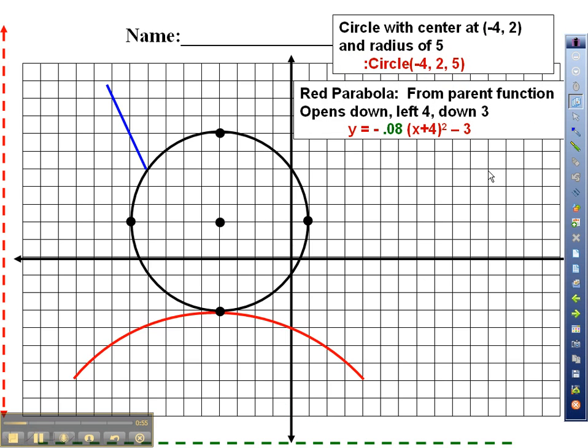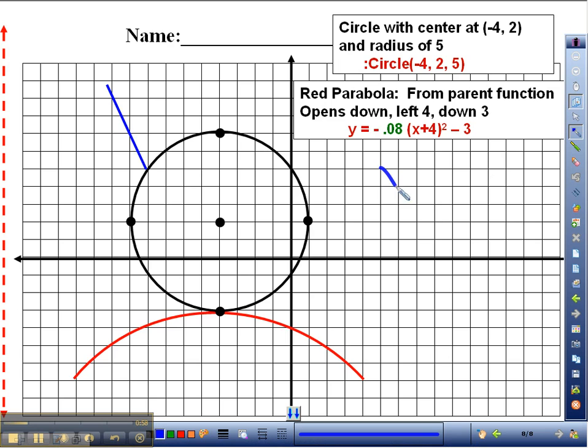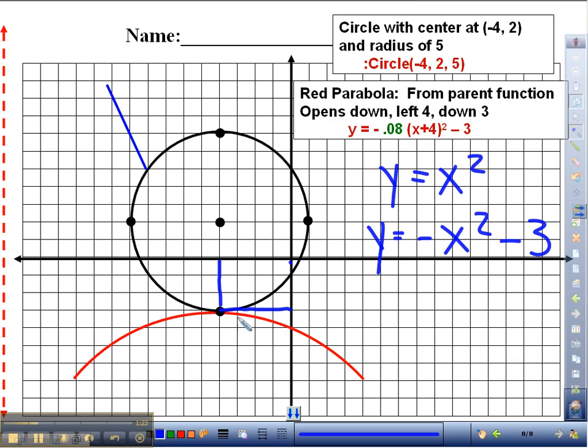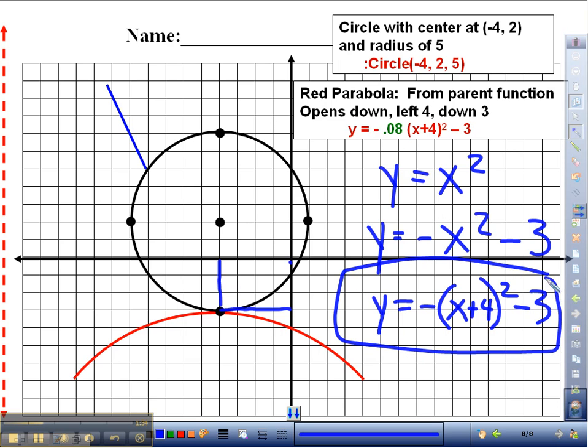The red parabola from the parent function. You guys remember the parent function? Y equals x squared. Remember, this guy is opening downward, so I know it's got to be y equals -x squared. I have shifted it down 1, 2, 3, so I need to put down 3. And there's one other thing about this. I've moved my vertex to the left. 1, 2, 3, 4. So that means my equation is, I have to put not -4, but +4. There's the equation for my red parabola.